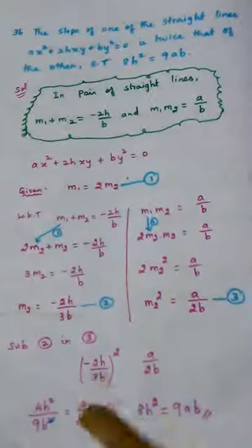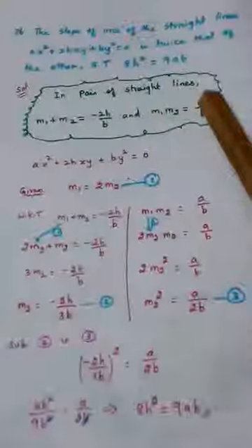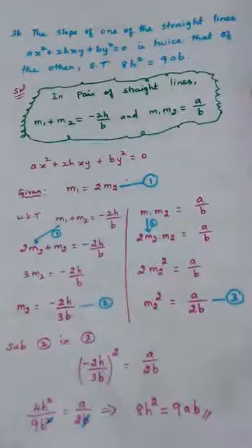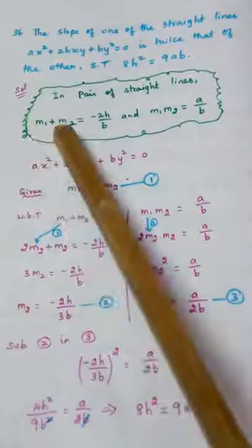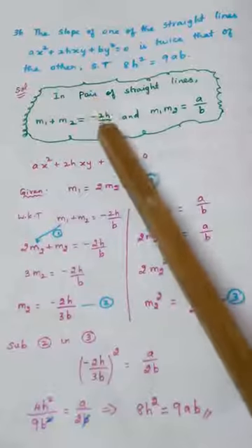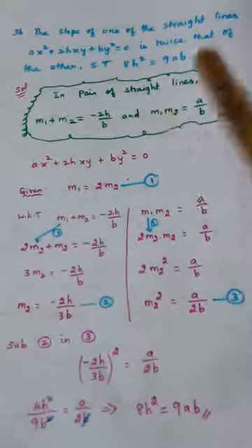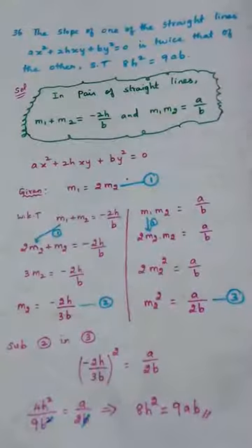So for proving this, it is simple, we should know these formulas. In a pair of straight lines, the sum of slopes is given by the formula minus 2h by b. Product of the slopes is given by the formula a by b.